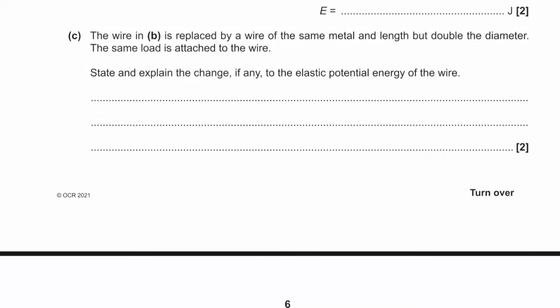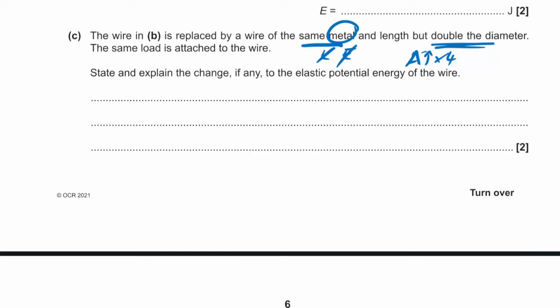The wire in B is replaced by a wire of the same length, so length stays the same, and Young modulus stays the same as well if it's the same metal, but double the diameter. So if it's double the diameter, that means that the area goes up by times 4, doesn't it? Because we know it's pi r squared or pi d squared over 4. State and explain the change, if any, to the elastic potential energy of the wire.